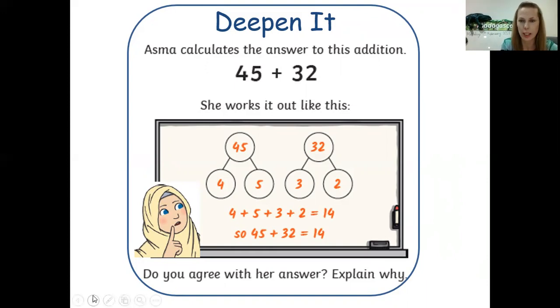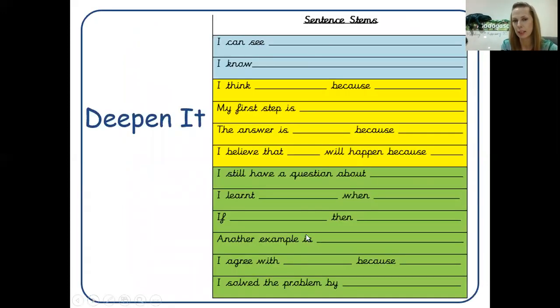If I move on to the last slide, you can see here some of the sentence stems. So there is one which says, I agree with. So if you wanted to say that, you could use that. Or if you disagreed, you just need to put dis in front of agree. I disagree with Asma because. So see if you can write a sentence to explain your thinking, how you know that she's either right or she's wrong. Okay, and that's it for today.